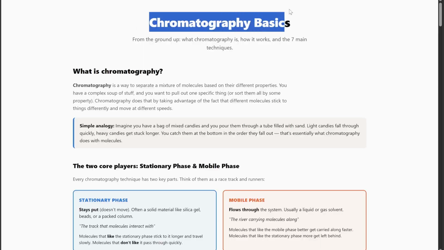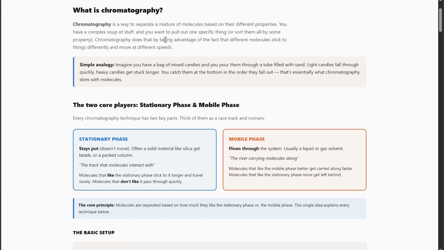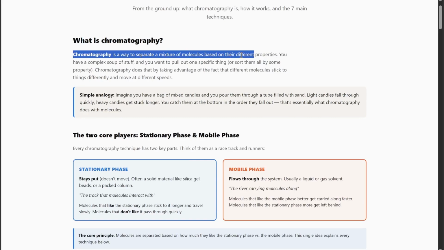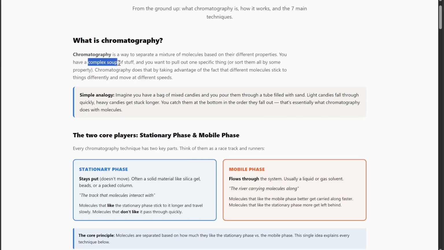So we can go over the basics of chromatography because, again, lab techniques are important to understand. Chromatography is a way to separate a mixture of molecules based on their different properties. Like if you have a complex soup of stuff and you want to pull out a specific thing, it's basically what I said before, it's filtering.